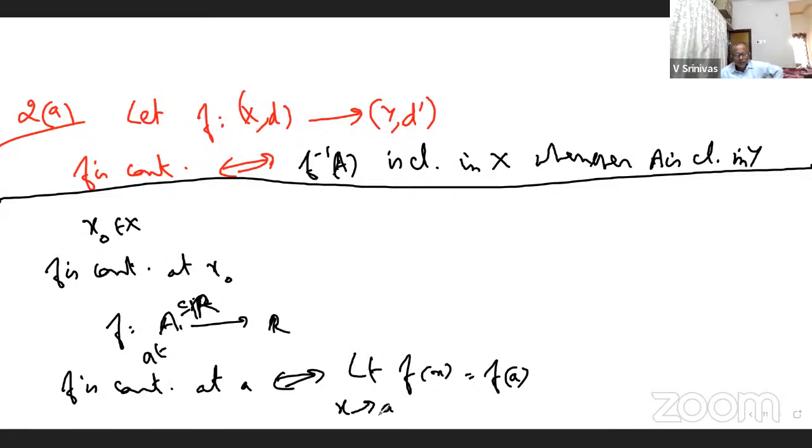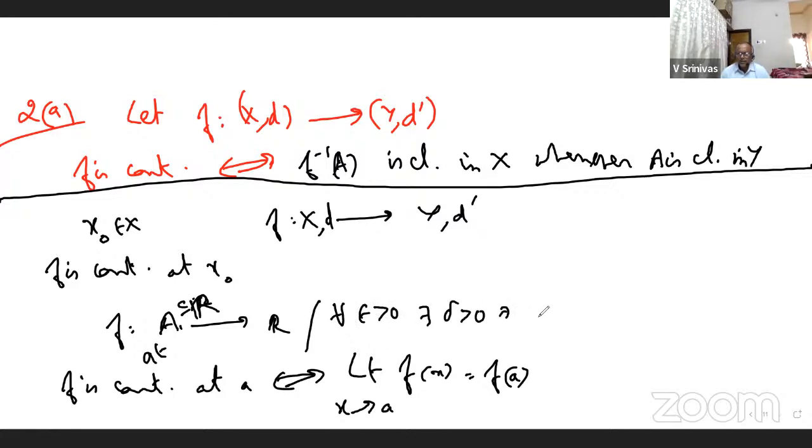Now, if your f is between two metric spaces, what is this in terms of epsilon delta? For every epsilon positive, there is a delta positive such that mod x minus a less than delta implies mod f of x minus f of a is less than epsilon. Here 0 less than mod x minus a will not be there, x can be equal to a because of continuity. This is what you mean by continuity.